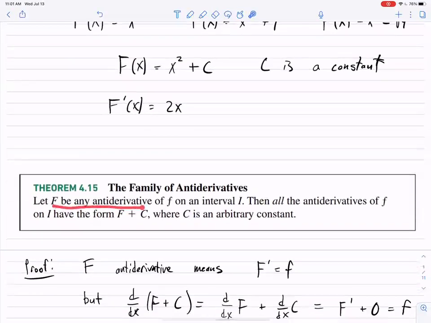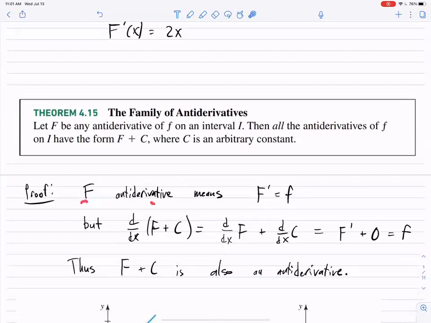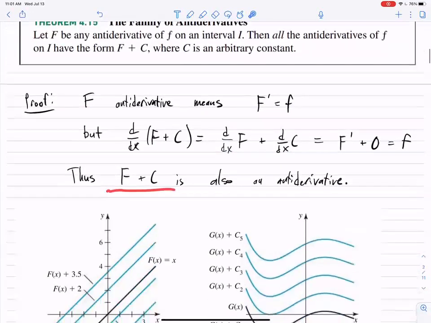So if capital F is an antiderivative of little f, then all antiderivatives of little f are going to be capital F plus c, where c is called the arbitrary constant. And so remember, capital F antiderivative means that the derivative of capital F is little f. So if you take the derivative of capital F plus a constant, it's the derivative of capital F plus the derivative of the constant, which is f prime plus 0, which is f. And so that means F plus c is also an antiderivative.